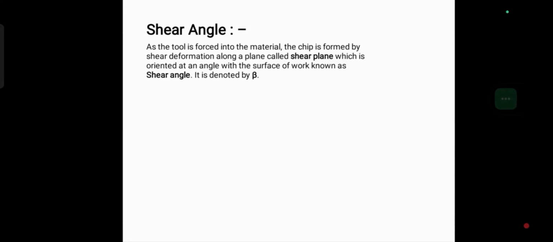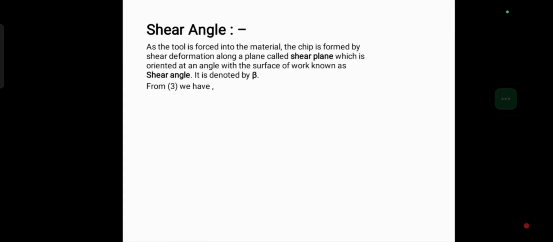Now we will see the shear angle, which is beta. Let's see its definition. As the tool is pushed into the material, the chip is formed by shear deformation along a plane called the shear plane, which is oriented at an angle with the surface of work known as the shear angle. It is denoted by beta.